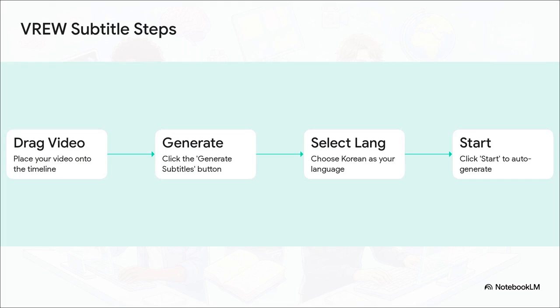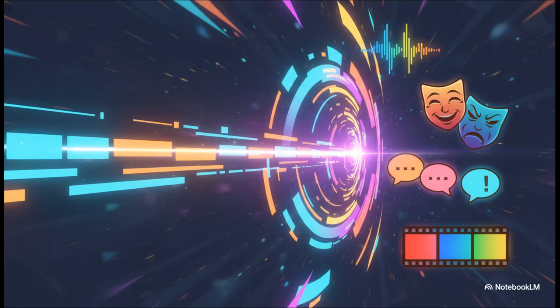So, how does this actually work in the field? Well, it's incredibly empowering because the interface is dead simple. Here's all you do. Step 1, you literally just drag your video right onto the timeline. Step 2, click that big Generate Subtitles button. Step 3, select Korean as your language. And Step 4, hit Start. That's the whole shebang. Within moments, your entire lecture is transcribed and perfectly timed to your video. And hey, if you need to manually tweak that remaining 5%, you just click right into any text box and fix it. Easy.